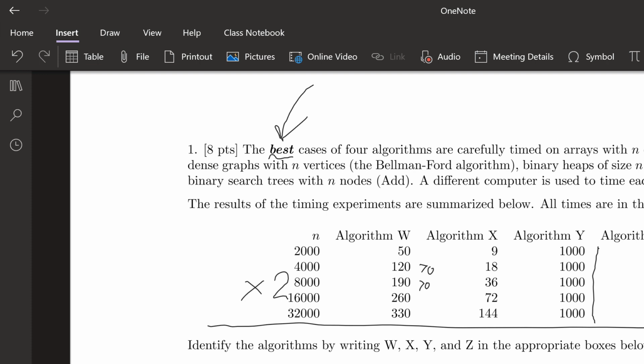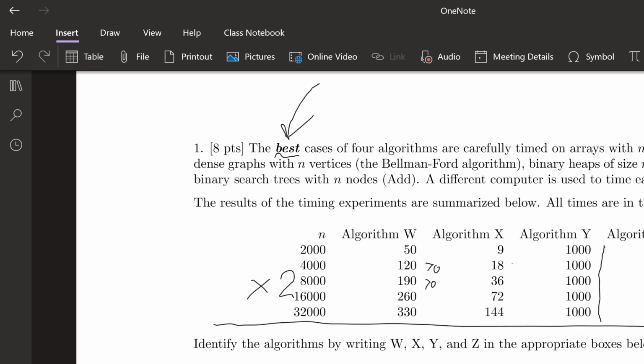Sweet. Then we have, looks like algorithm X, we've got 9, then 18, which is double, and then 36, which is double again, right? So if n is doubling, and our runtime is also doubling, what does that mean for the complexity of the algorithm? It's linear.